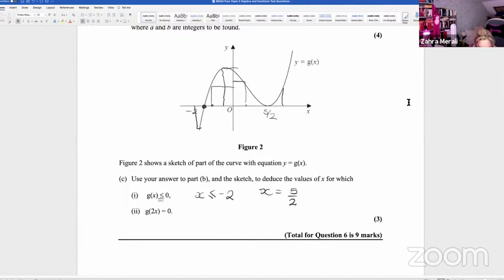Now we've got 2x inside the bracket, which affects the x's. The x's do the wrong thing. So instead of doubling, they halve. So we're taking our 2 roots and we're halving them. So minus 1 and 5 over 4. Right, next question.